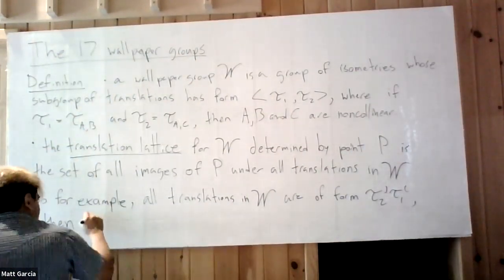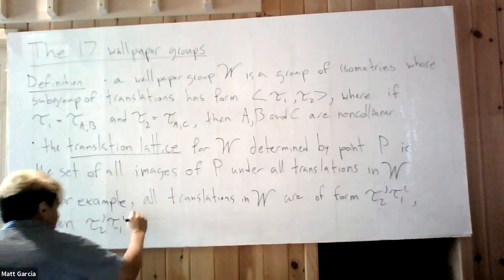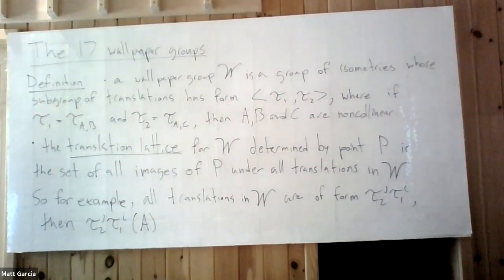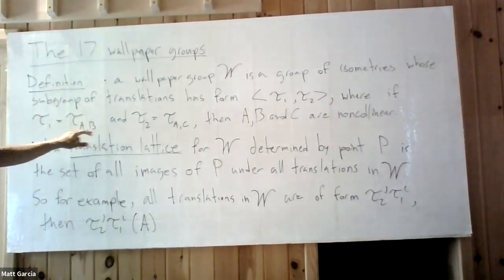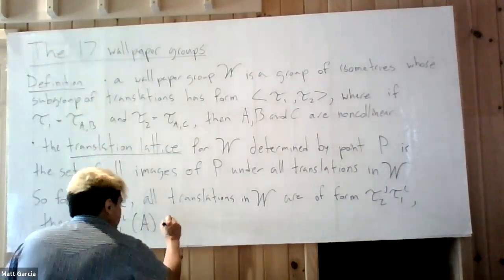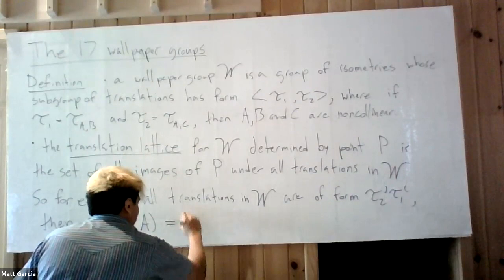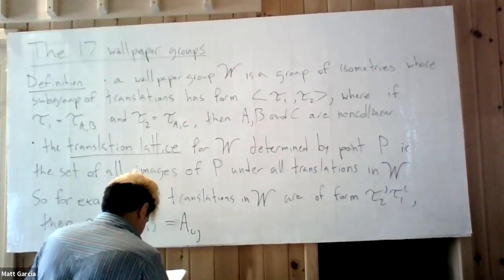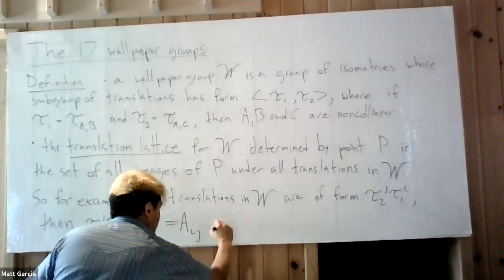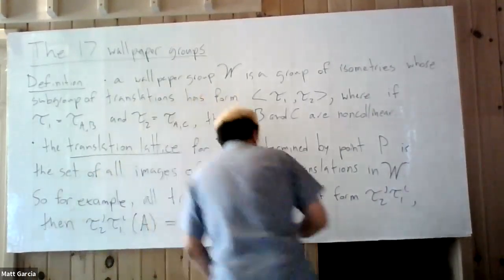Then just a piece of notation: tau2 to the j, tau1 to the i of A, where A, by the definition of a wallpaper group, is the common initial point that I've chosen for tau1 and tau2. We'll just label this A sub ij. The set of all these points forms a translation lattice for W.